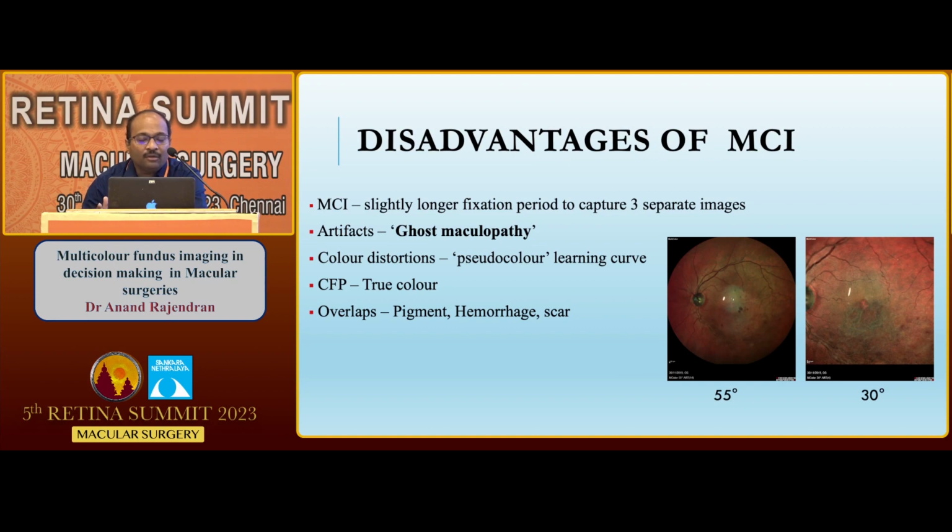Now, it's not all hunky-dory with multicolor imaging. MCI has certain disadvantages: a slightly longer fixation period to capture those three separate images. Ghost maculopathy or artifacts come in, and that is usually seen when people do 55-degree MCI images. So therefore, most of the images you'll see are 30-degree, and this is generally how things are. There are color distortions.